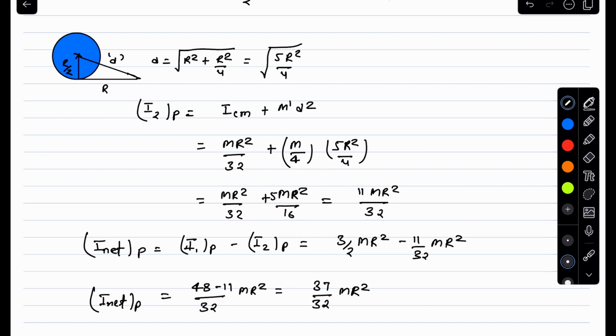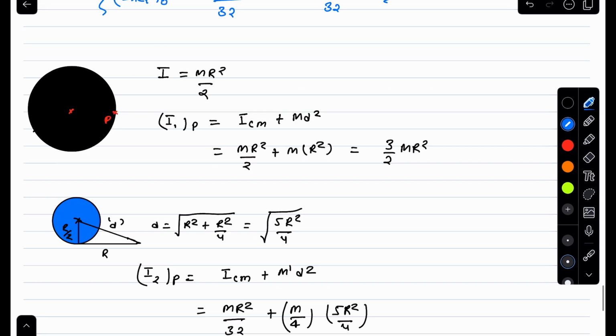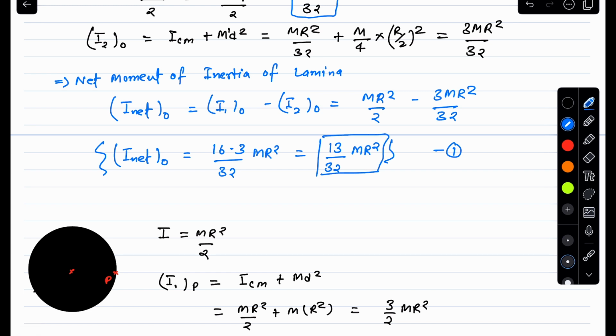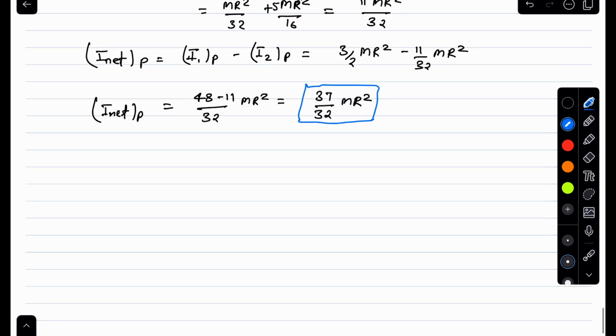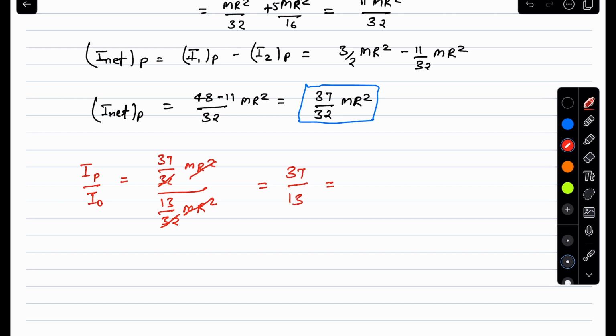Okay, so we have got both moments of inertia. Here I have the moment of inertia about the point P, and here I know the moment of inertia about the point O. We need to figure out the ratio of the moment of inertia about P to that about O. That is 37 by 32 mr² divided by 13 by 32 mr². So mr² is gone, 32 is gone, and I am getting 37 divided by 13, which is approximately 3. So the ratio of I_P to I_O is 3.